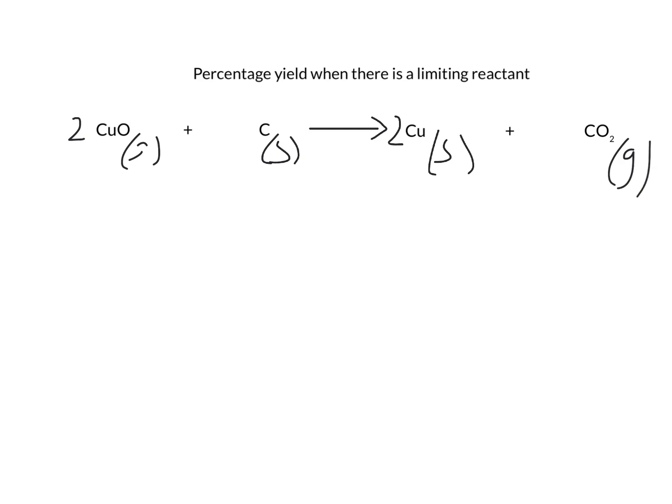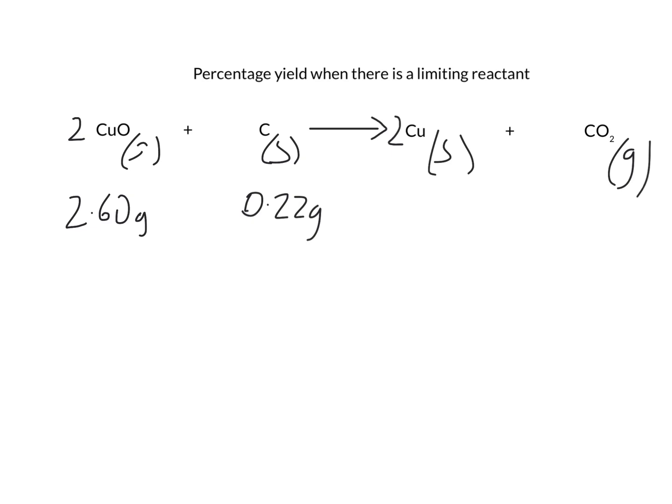So let's say in this experiment we're starting with roughly about 2.60 grams of the copper oxide, and we mix it with, let's say, roughly about 0.22 grams of carbon. Now, because there's two reactants, what is going to happen is that when these two reactants come together, one of them is going to run out before the other.